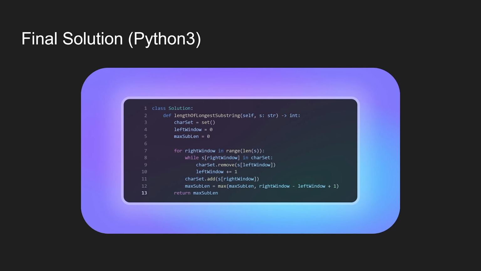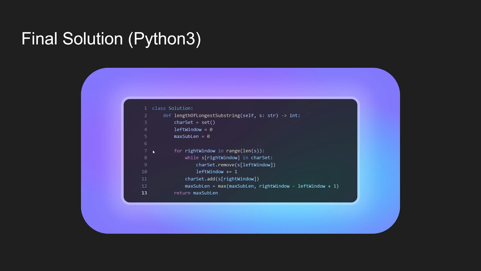This is the actual code, in Python 3. On the third line, we create an empty set and set it to char set. The fourth and fifth lines define variables. The left window is initialized at 0 because it's all the way on the left, and the max sublength is set to 0. This is the value that we'll be updating as we run the program to track the longest substring that we can find.